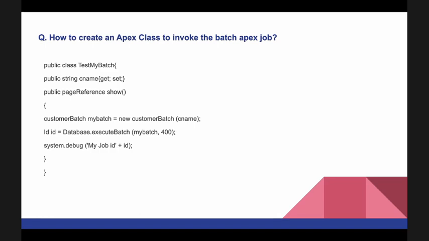So what is the instance name? That is myBatch. And we want it to have 400 records each time, so we have passed that. We can have up to 2000, and by default it's 200 records. So it will be in batches of 400, which we have passed right now. After that, we will get an ID, so we are printing the ID using the System.debug statement. So that's how, through the class, we can invoke the batch Apex job by using Database.executeBatch.